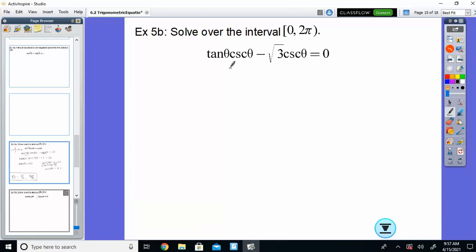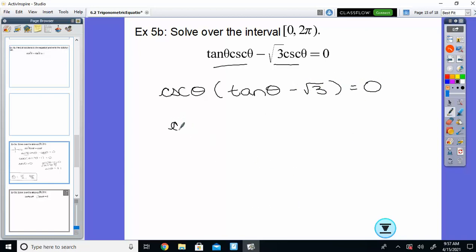For this one, what would we do? If you take out that cosecant, you have a tangent theta minus radical 3. So if we set each of those to 0, that says cosecant theta equals 0, and tangent theta minus radical 3 equals 0. So that's saying tangent is equal to positive radical 3.